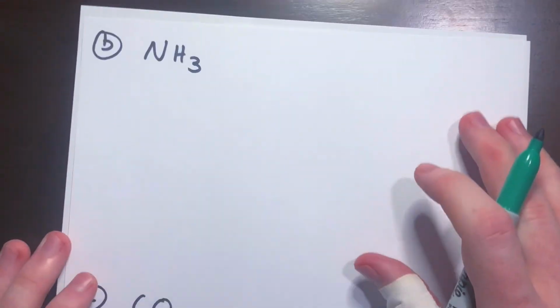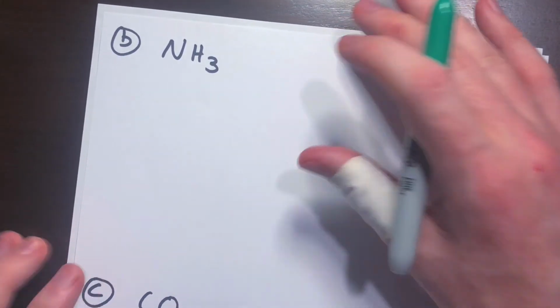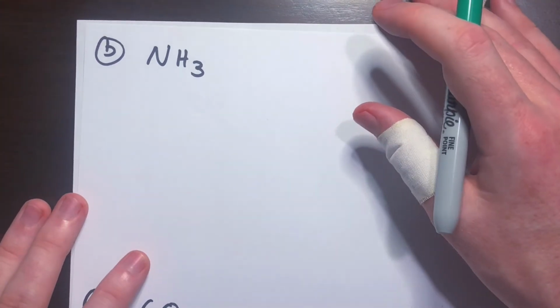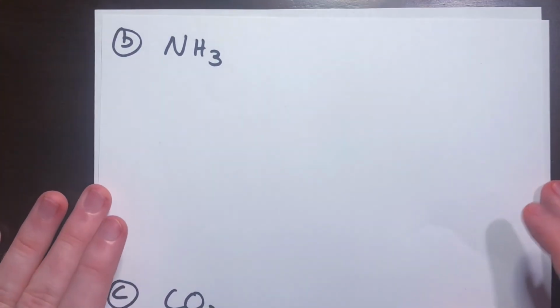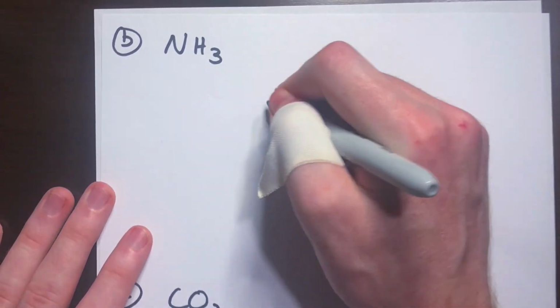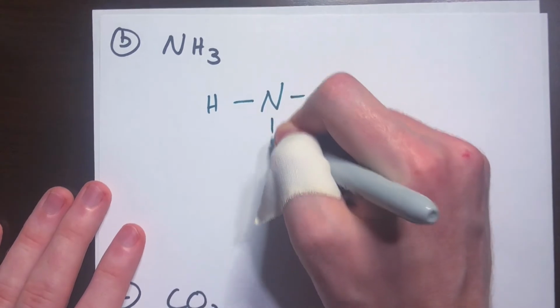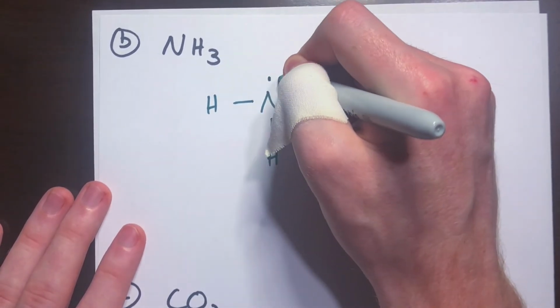So the next molecule we have is NH3. Same question, draw the dipoles and determine the polarity of the molecule. So we have NH3, so we draw our Lewis dot structure to start. We have nitrogen, single bound to 3 hydrogens, and 1 lone pair.